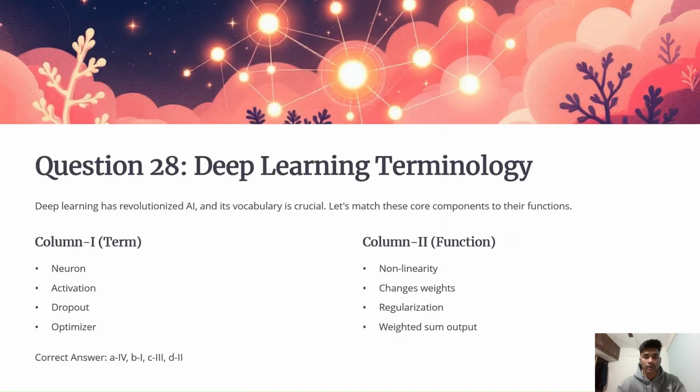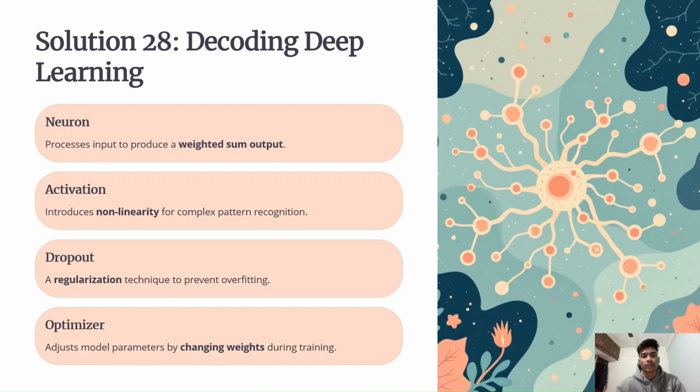Let's move on to question number 28 now. This question matches deep learning components with their functions. The correct match is A is to 4, B is to 1, C is to 3, and D is to 2. Now, here's the breakdown of this question. So, we're talking about neuron. Neuron corresponds to a weighted sum output. A neuron takes input and produces a weighted sum.